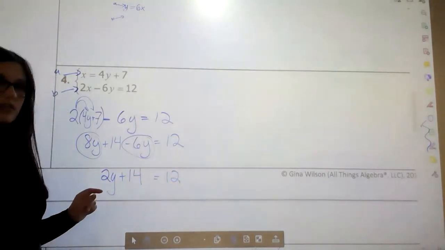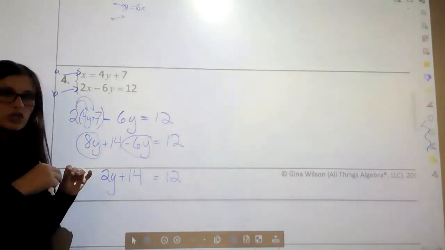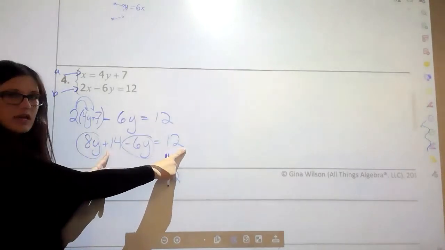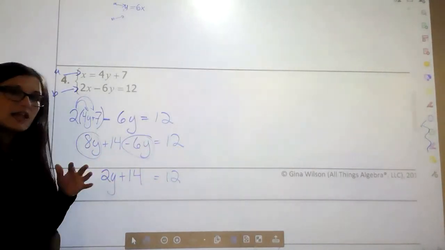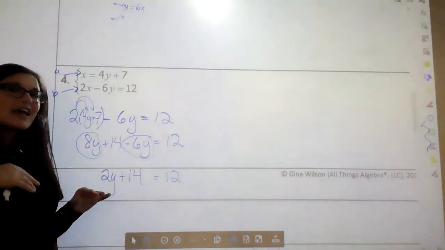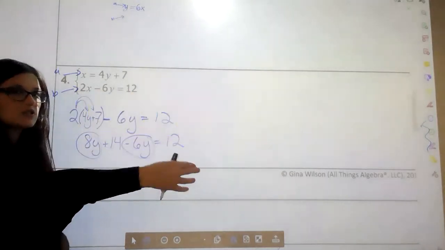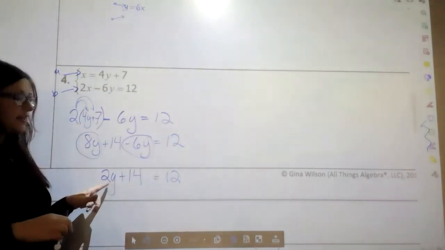Do you notice in this step, we don't ever try and combine terms that are on different sides of the equal sign. We hold off for that until everything is simplified on one side, and then it's time to start using our inverse operations to isolate that variable.